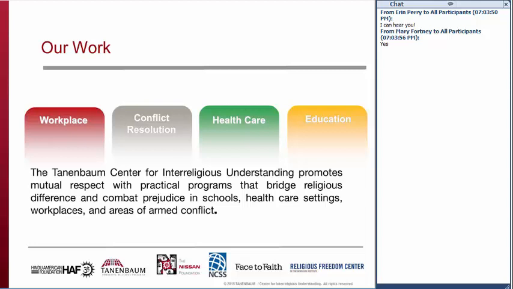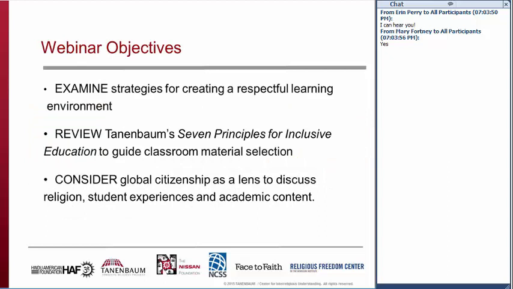But our organization is a secular and non-sectarian not-for-profit. So we're not a religious organization, but our mission is to combat religious prejudice. And we do that by providing practical tools and trainings and resources in the 4 program areas that you see listed on the screen. But in particular tonight, we're looking specifically at the intersection of religion and education in the classroom. I also wanted to just send an acknowledgement as well to the Nissan Foundation for supporting Tannenbaum's participation in this webinar series.